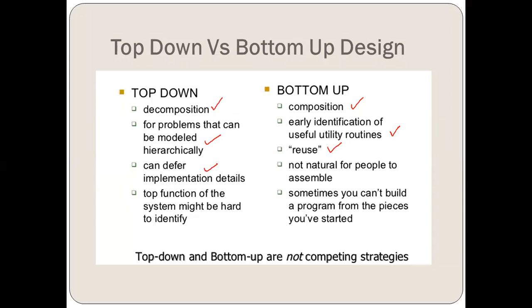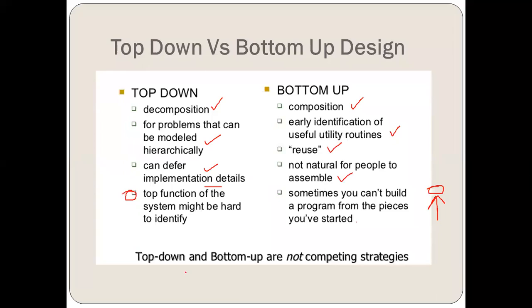Now the top-down approach is saying that it can defer the implementation details. That means because we are working on the overall picture, the overview of the complete system, that is why implementation details can differ, and here it is not natural for people to assemble. It is not easy to assemble. Next, the top function of the system might be hard to identify, so it is not an easy task to work on. Sometimes you can't build a program from pieces you have started. It can end up with wrong detailing or some functions which are missing.